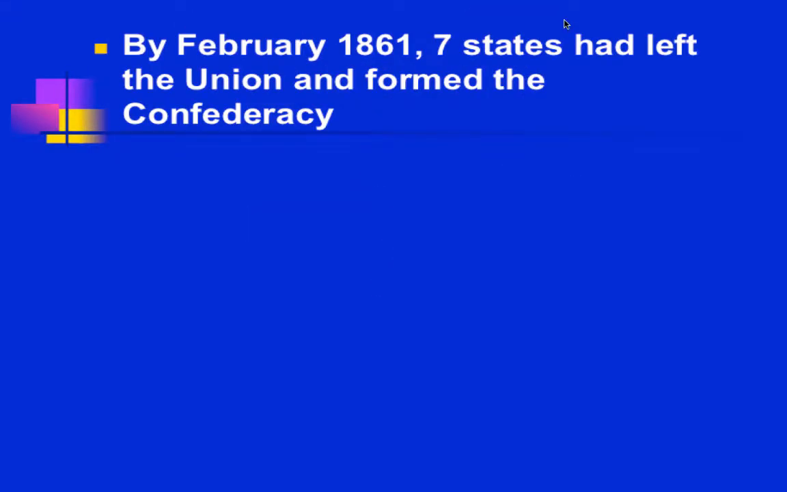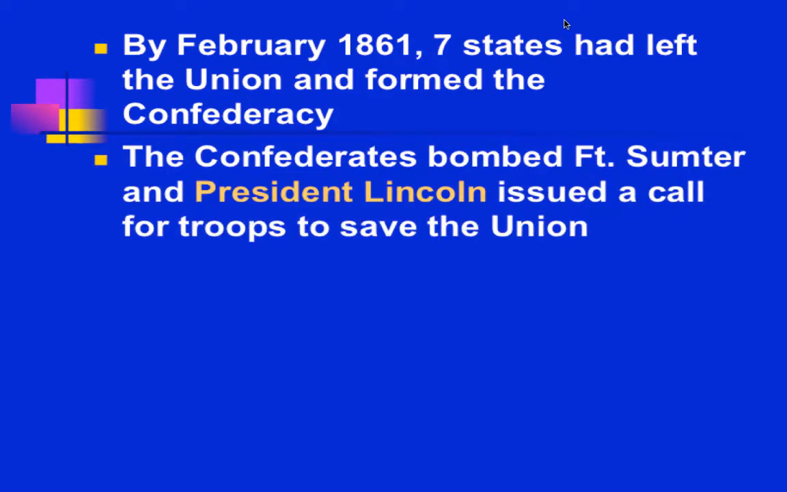So as we've talked about a little bit in class, hopefully, by February 1861, 7 states had left the Union and formed the Confederate States of America, CSA. The Confederates then began bombing Fort Sumter. They needed weapons and ammunition, and Fort Sumter, which was located in the South, was an excellent place to find that.